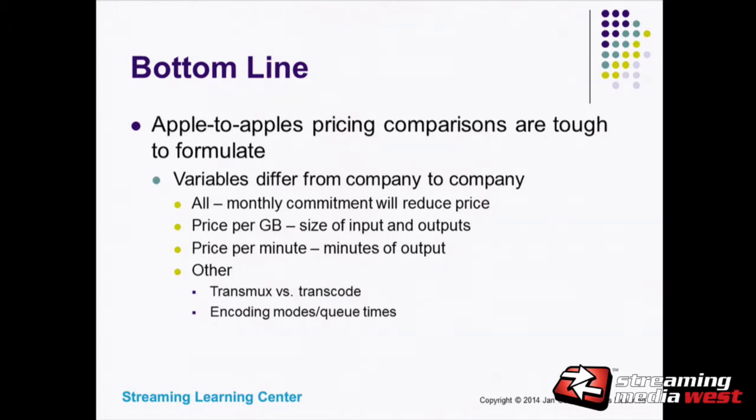So if you upload in ProRes, it's going to cost you a lot more than if you upload in H.264. Which sounds crazy, but that's how the model works. And if you're looking at a service that does price per minute, that's relatively simple as compared to the price per gigabyte anyway. And there are also some additional wrinkles.